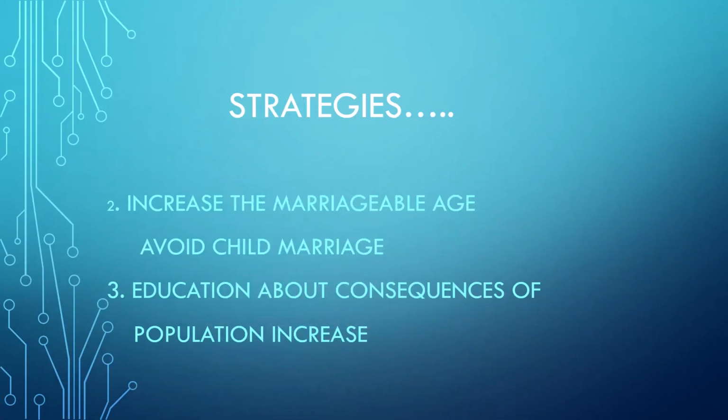The second strategy is to increase the marriageable age. As we know, 18 years is the age for girls to marry in India and 21 for boys. It is prescribed by the government. Maybe in coming years this age may be changed. It is highly advised that a girl who may reproduce is not a minor.